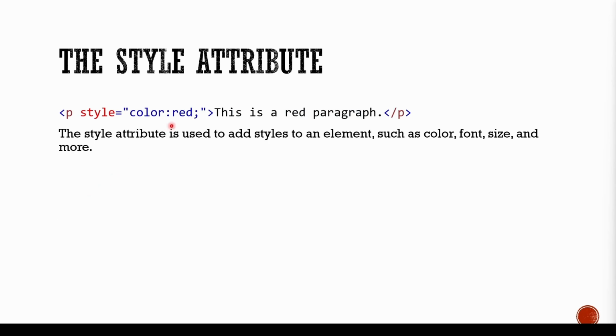Then we have a style attribute. This style attribute is used to add style to an element such as color, font size, and more. So if you write font and then give 20 pixel, it's going to show the font in 20 pixel.